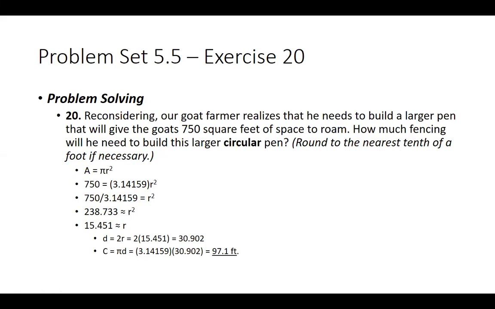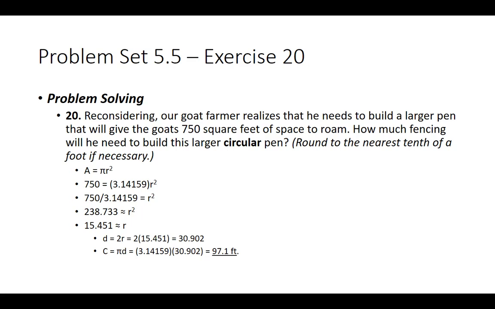Number 20. Reconsidering, our goat farmer realizes that he needs to build a larger pen that will give the goats 750 square feet of space to roam. How much fencing will he need to build this larger circular pen? Again, we're going to round to the nearest tenth of a foot if necessary.